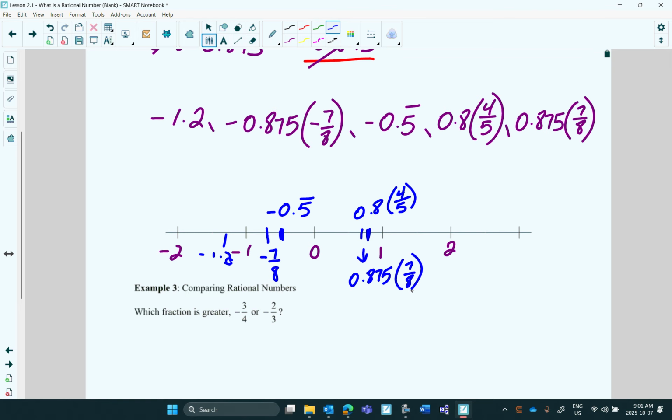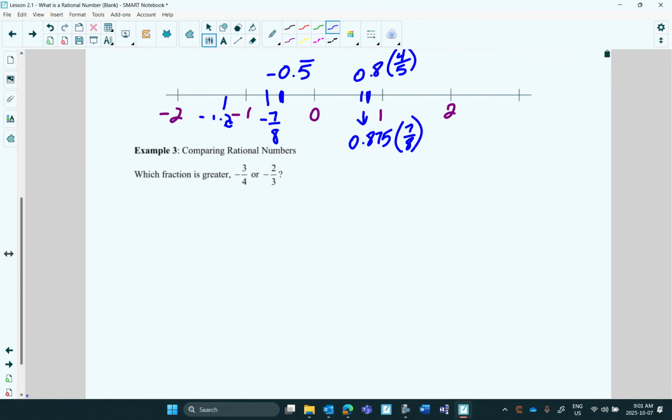Nope, we're not quite done. How would you deal with this question? Which fraction's greater? You could find common denominators, sure. Which would be, well, 12. So -3/4 becomes -9/12. -2/3 becomes -8/12. And therefore, which one is bigger?